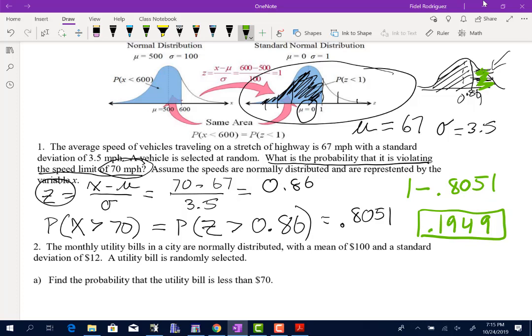But does that make sense how we're able to kind of use that idea? So in essence, guys, what we're going to do is change everything that has an x value, we're going to transform it into a z, because then we can use that table or we can use the calculator, right?